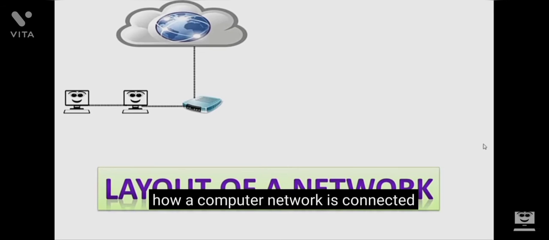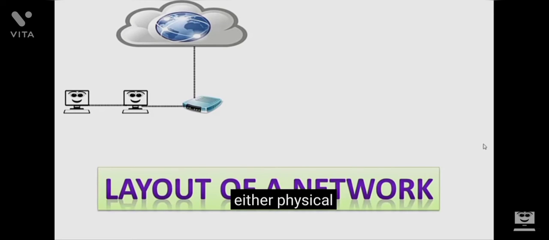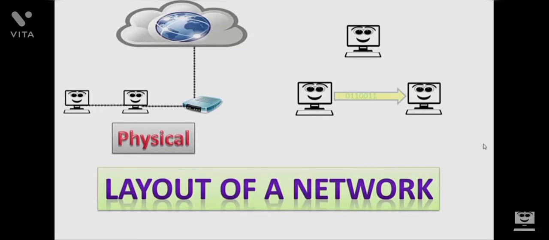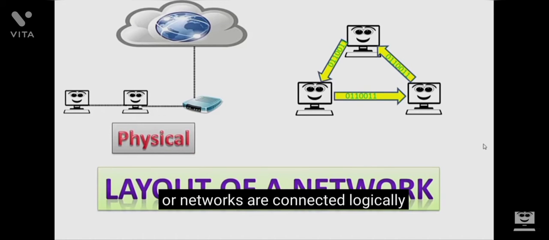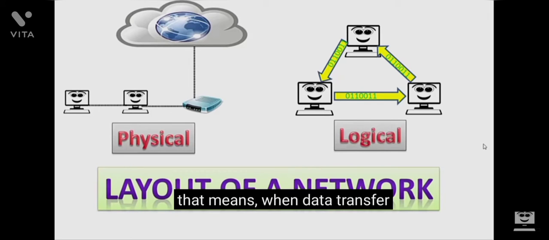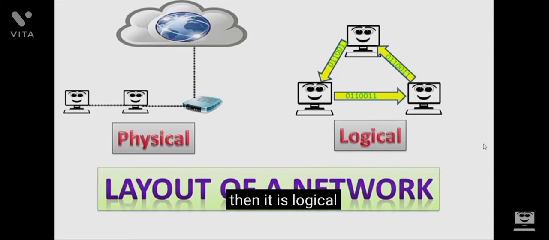Topology is a layout of a network. It describes how a computer network is connected, either physically or logically. That means when data transfers in a predefined layout, then it is logical. Let's talk about the first topology.